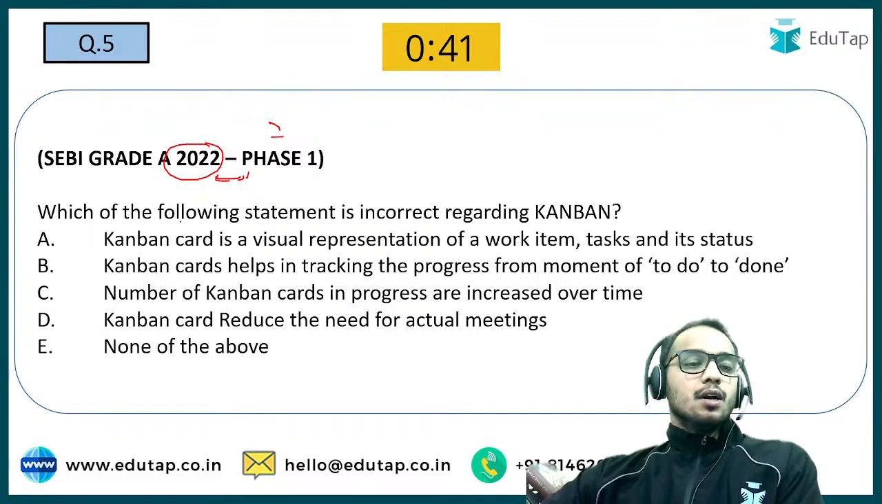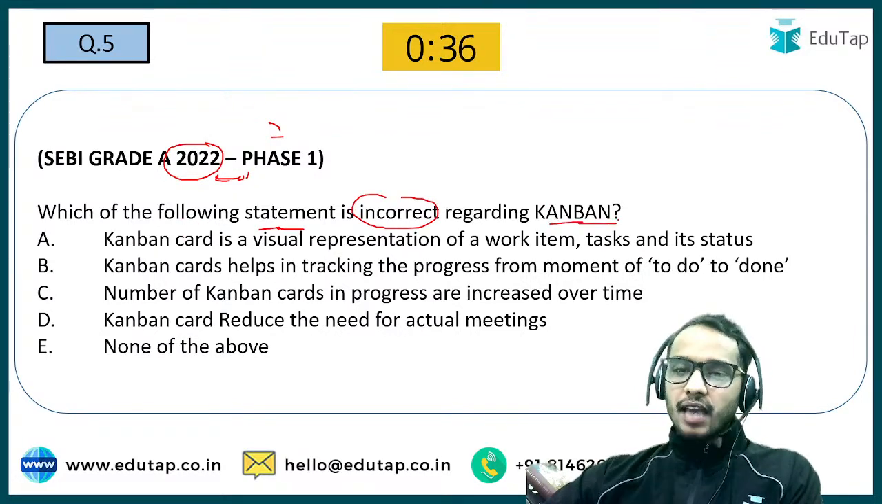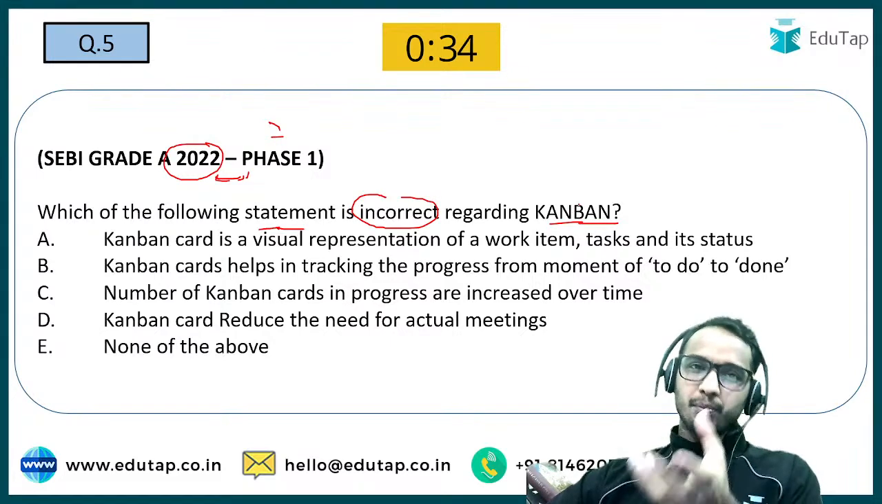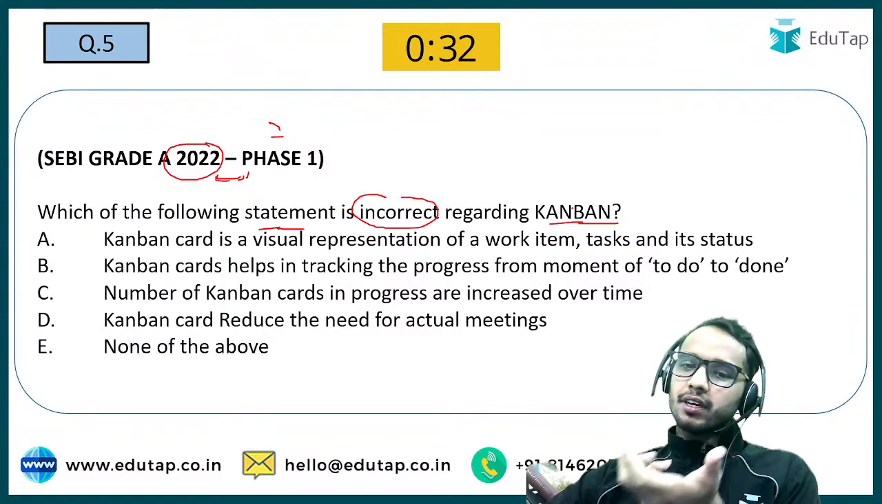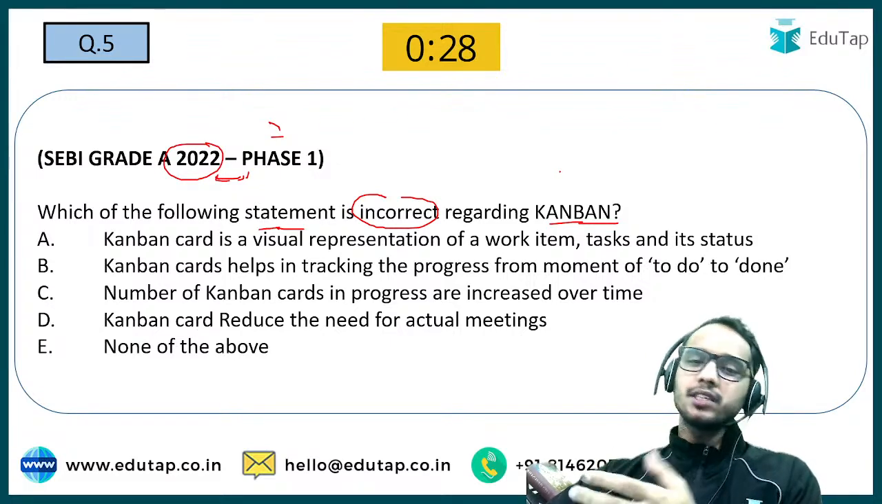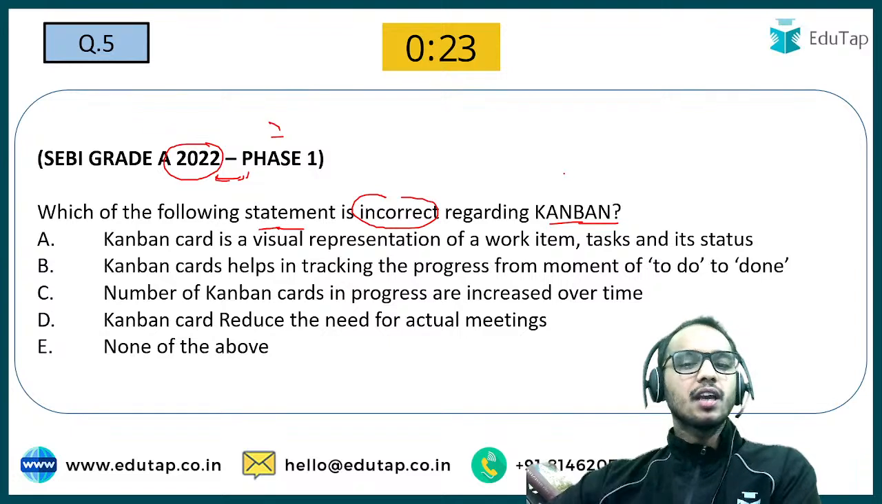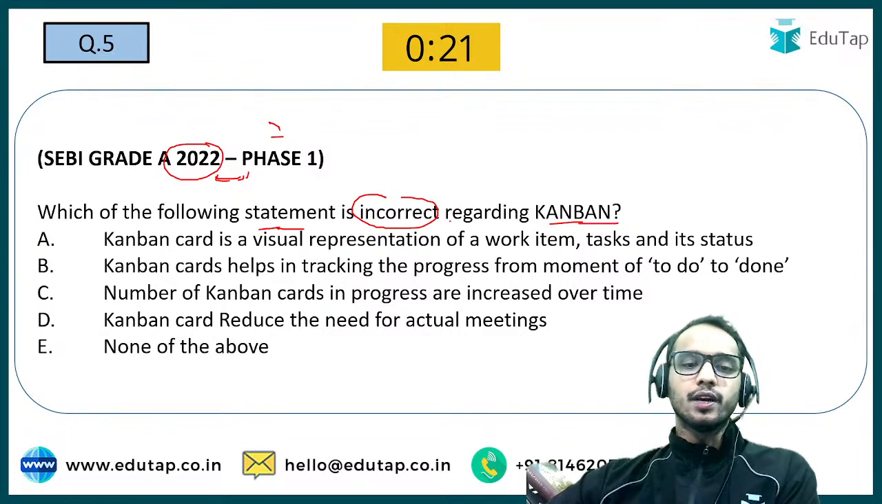Which of the following statements is incorrect regarding Kanban? So Kanban is basically a card. Kanban card is there. If you are working somewhere like in Toyota or in big corporates, Kanban card is used. Just like the sticky notes we have, we have the Kanban cards. We will discuss this, don't worry. First, let's read out the options.